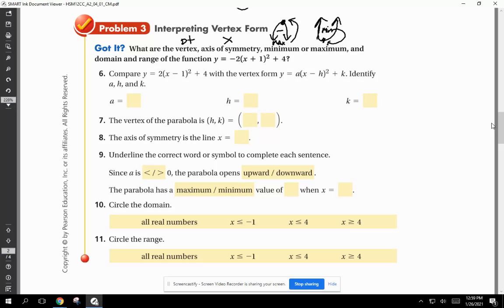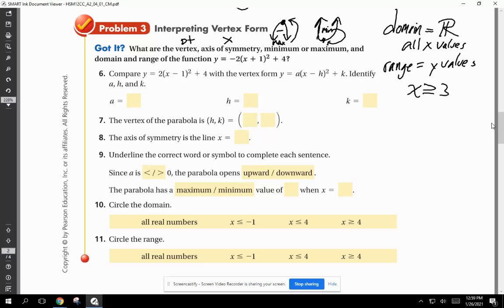The domain, you know, is all x values. And the answer for that is always going to be all real numbers. And you're going to write that like this. The range will be the y values. And that is usually written as y is less than or greater than 3 or something like that. y is less than -2, something like that. And let's show you that in a second.